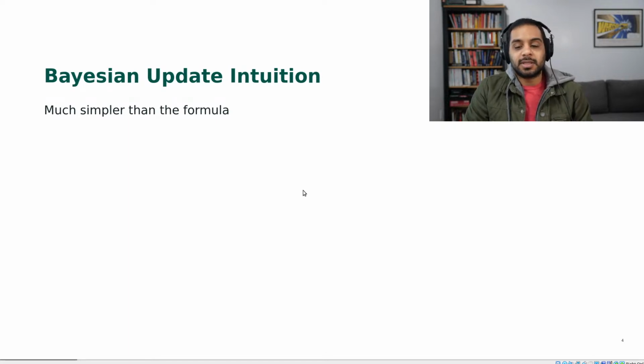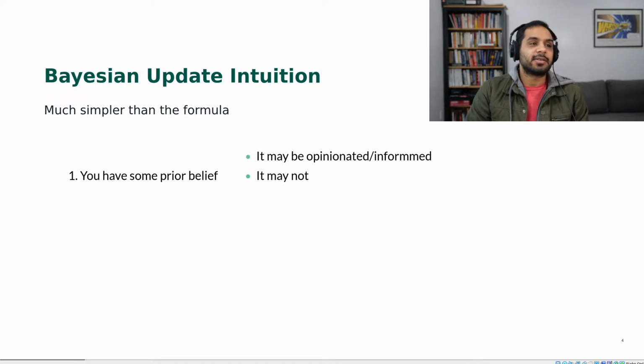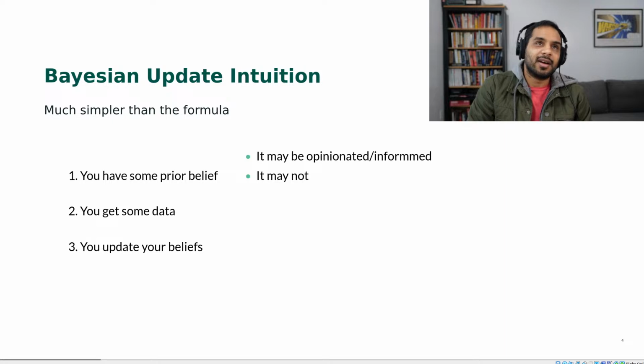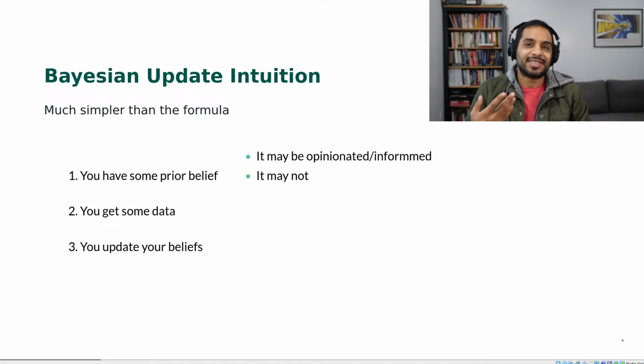What I would say, especially for this club, and if you're new to Bayesian basics, it's really just the intuition that matters. The intuition is much simpler than the formula. Basically, you have some prior belief. It might be opinionated. It might not be opinionated. You get some data, and then you update your beliefs. That's literally all there is to it. That's the entirety of the Bayesian update. It doesn't have any of this sampling frequency stuff or sample size stuff or any of that. You don't really need it for Bayesian intuition. You just believe something, you get some data, and you update your beliefs.